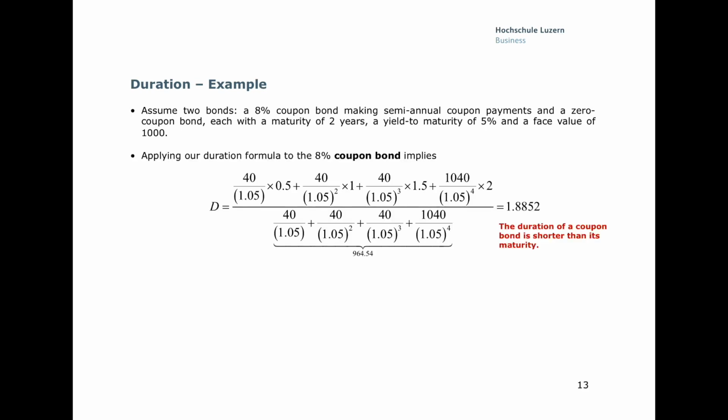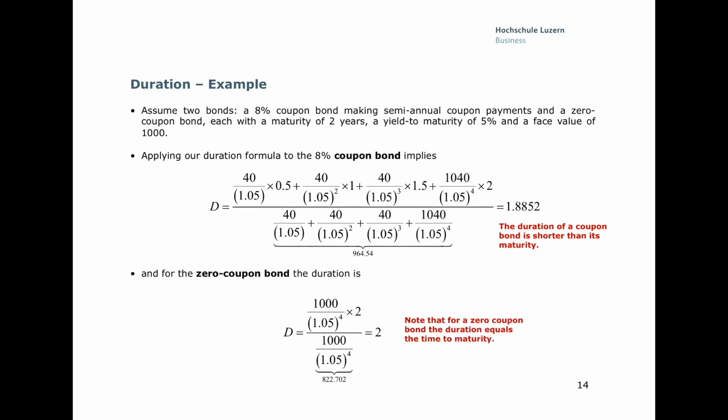Applying our duration formula introduced before to the 8% coupon bond, it follows that the bond has a duration of 1.8852. Note that the coupon rate is given on an annual basis, but coupon payments occur semi-annually. In order to consider this fact, we have to divide the coupon rate by 2 and obtain a coupon payment of $40 every 6 months. The duration of a 0 coupon bond is very simple to compute, since it corresponds to the bond's maturity. This result can also be derived by applying the duration formula.